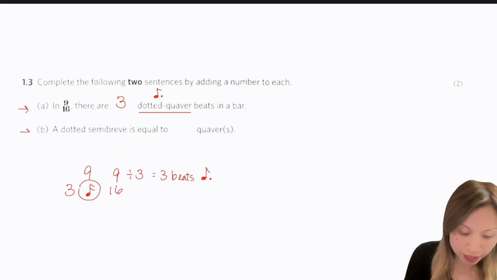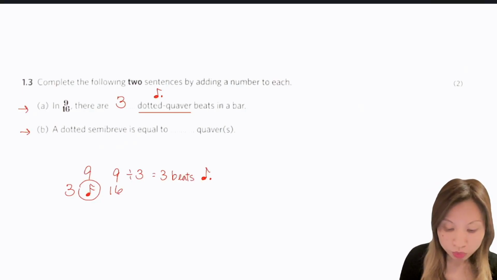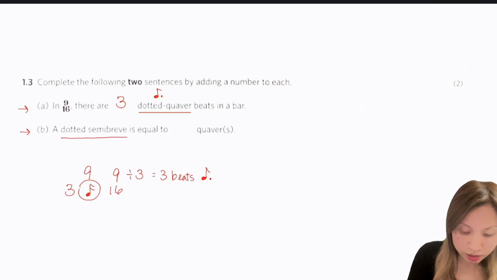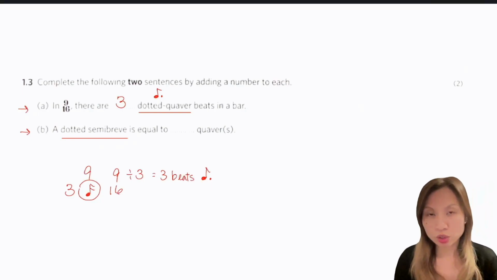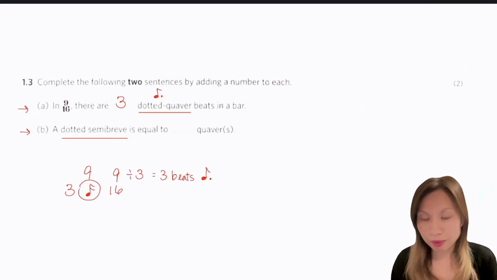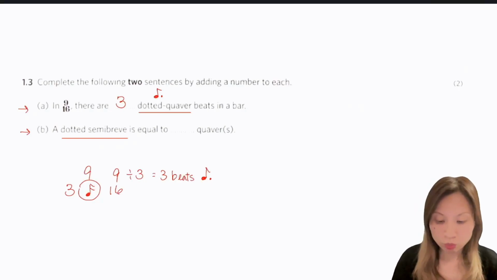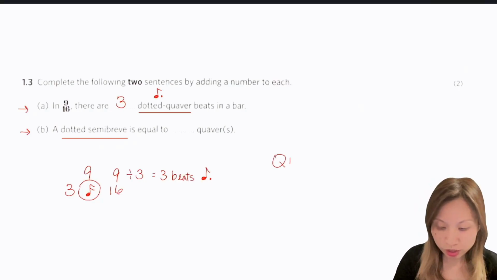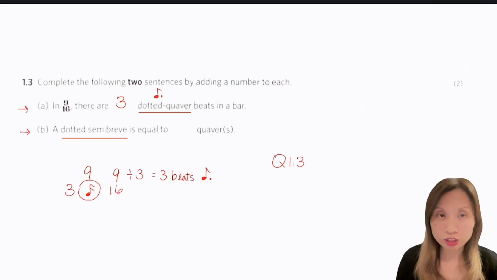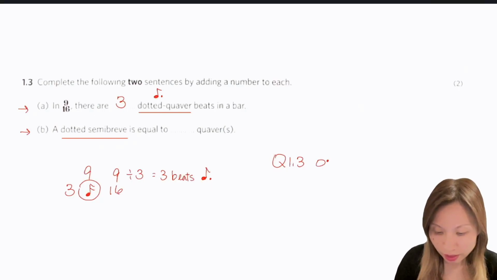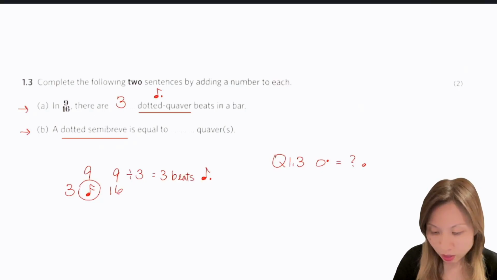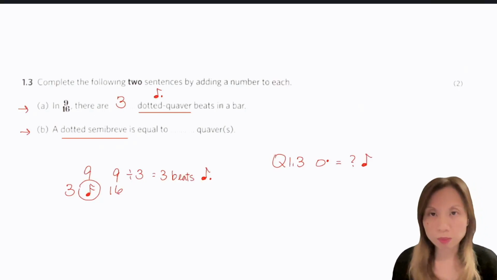Now for question B, a dotted semibreve is equal to how many quavers? It would be good to prepare a piece of scrap paper when you do your exam. I would write down on the scrap paper that I'm doing question 1.3, and I will actually write down the question: dotted semibreve equals how many quavers. Then it will make the question much easier to read and understand. That will help eliminate careless mistakes as well.